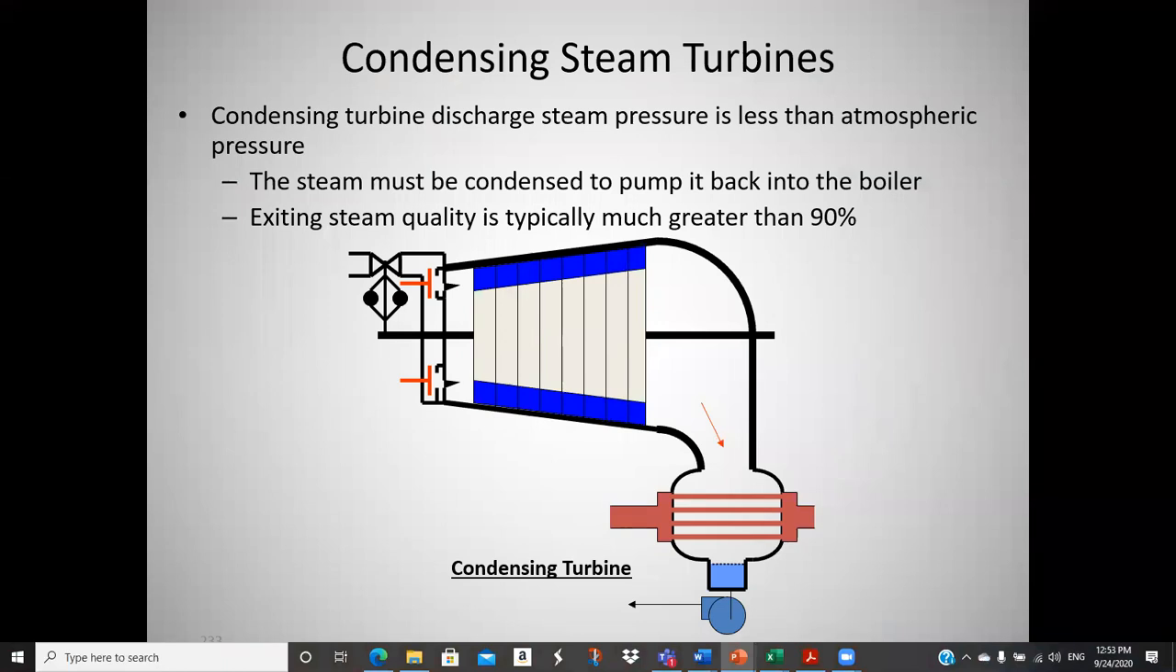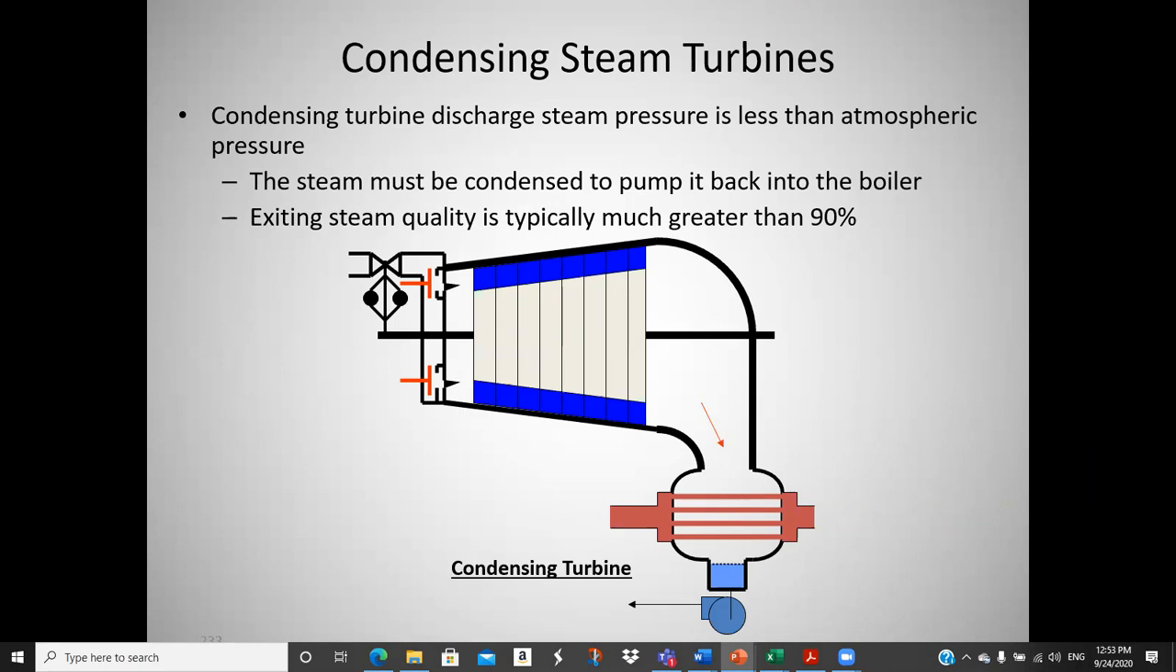Okay, so this is what the power company does, and this is what we're going to have a hard time competing with in most cases in an industrial setting. Condensing turbine discharge steam pressure is less than atmospheric. Coming out of the low pressure turbine, we pull it down to 1 to 2 psi. Steam must be condensed because we got to get it back to the boiler, and we can't pump a vapor. Exiting steam quality is typically much greater than 90%.